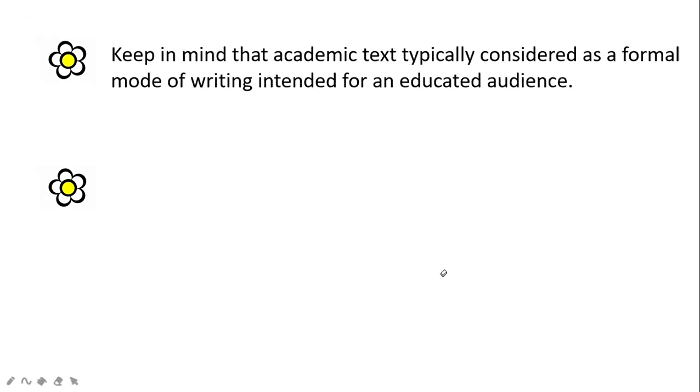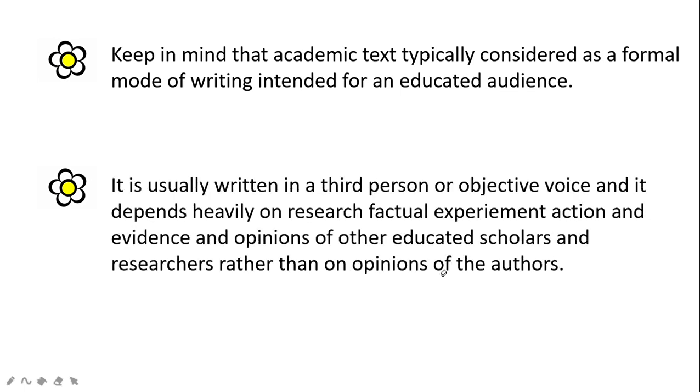Keep in mind that academic text is typically considered a formal mode of writing, intended for an educated audience. It is usually written in the third person or objective voice, and it depends heavily on research, factual experimentation, and evidence and opinions of other educated scholars and researchers rather than on the opinions of the authors.